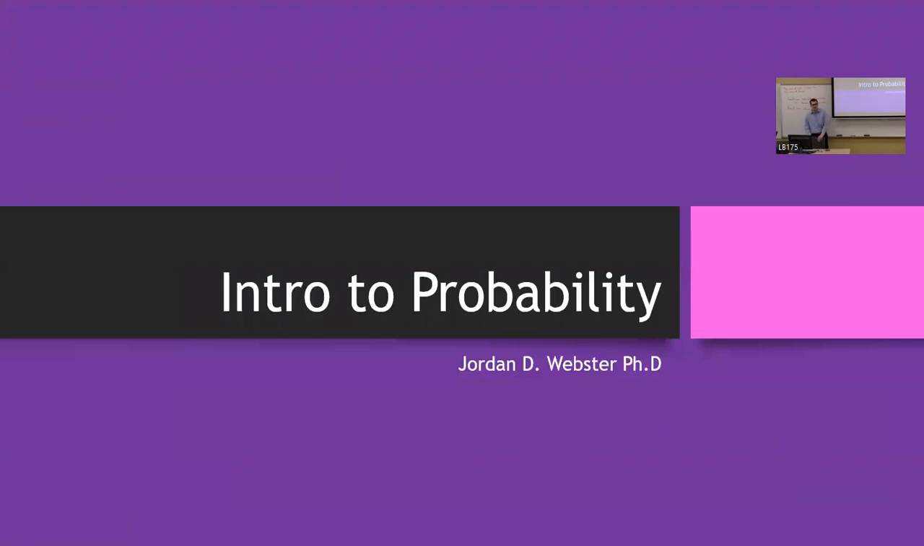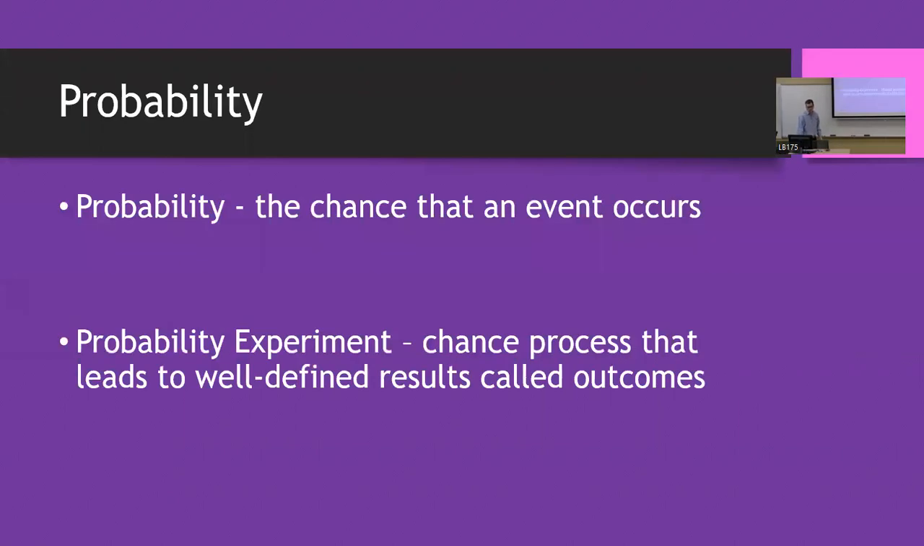So then today, I'm going to start dealing with chapter 4. Chapter 4 is about probability. Probability means the chance that something occurs. The chance that some event occurs.